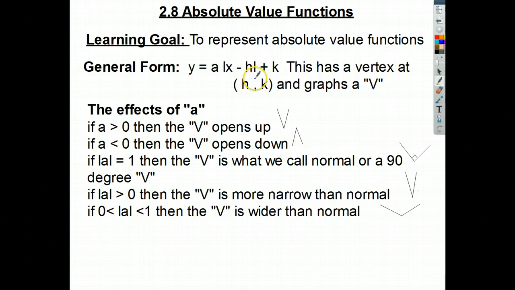I want to point out something about the h. If you look in the absolute value problem, there's a negative in front of the h. In the vertex, it's no sign, which means it's positive. So there's something that we need to know about the h. The h in the problem and the h in the vertex, are they always opposites?